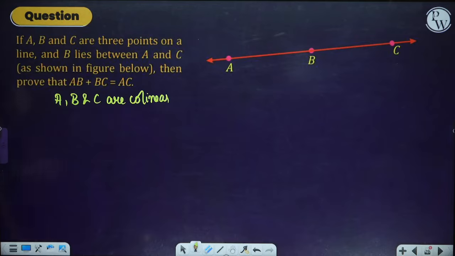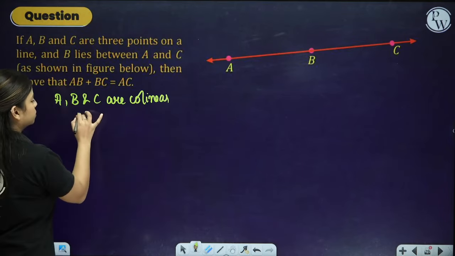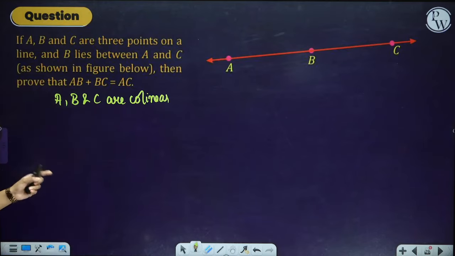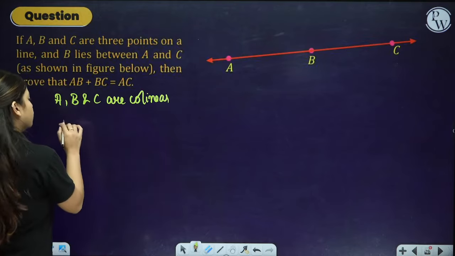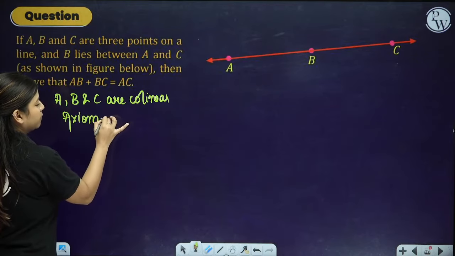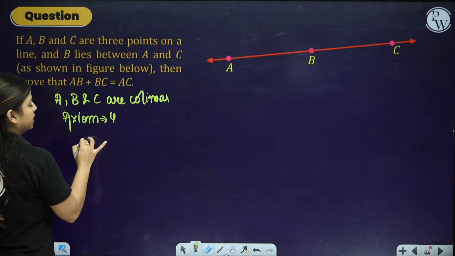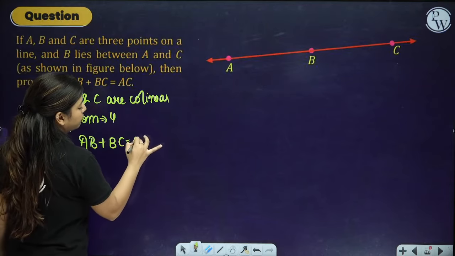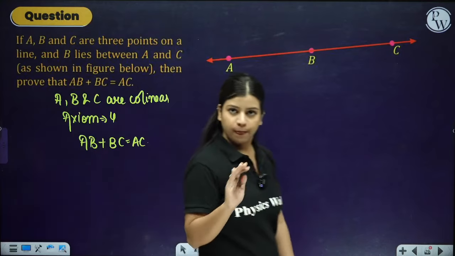So we can say that AC is equal to, what do we have to prove? That AB plus BC is equal to AC. From Euclid's axiom 4, we can directly write the statement that AB plus BC is equal to AC.